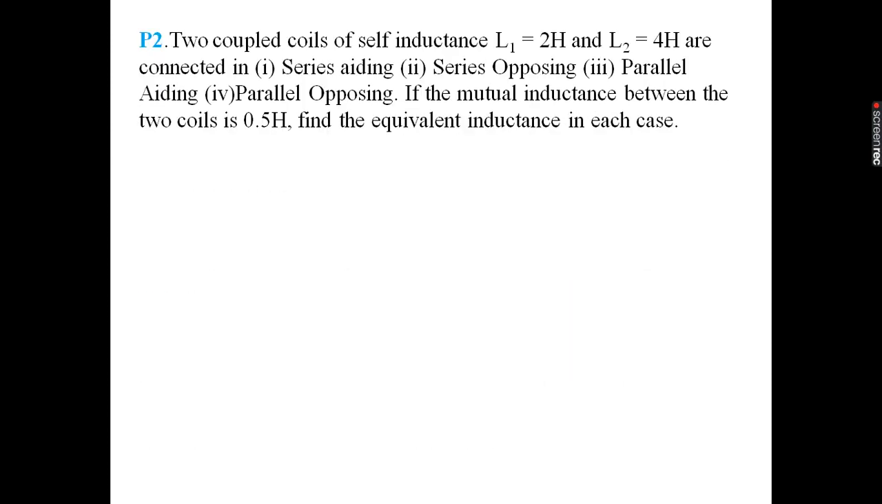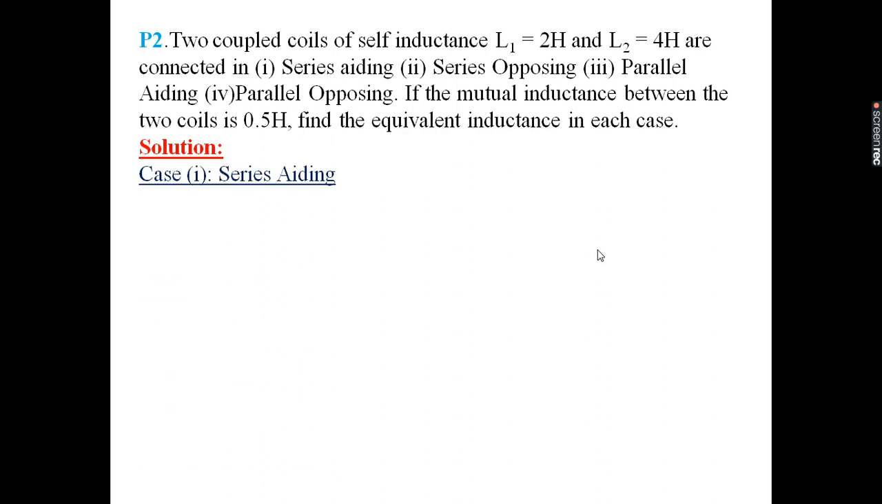So next problem. In this problem they have given two coupled coils of self-inductance L1 equal to 2 Henry and L2 equal to 4 Henry, and mutual inductance also given, 0.5 Henry. Our aim is to find total inductance or equivalent inductance for different configurations, that is series aiding, series opposing, parallel aiding and parallel opposing. Okay.